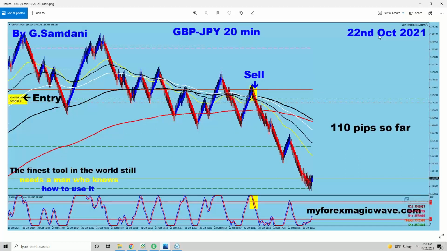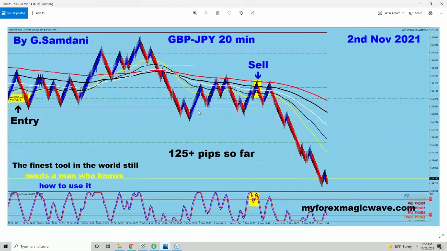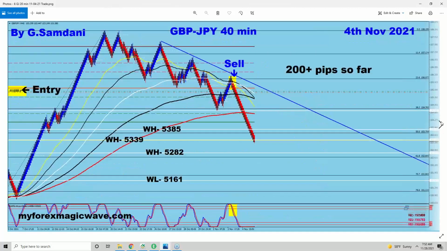Pound yen, 22nd October. The chart I made for yen was 17th, right? So the next week was 2nd October, sell, and 110 pip. Then 2nd November again, 425 pip, sell order here, right? All of this, yen pair.